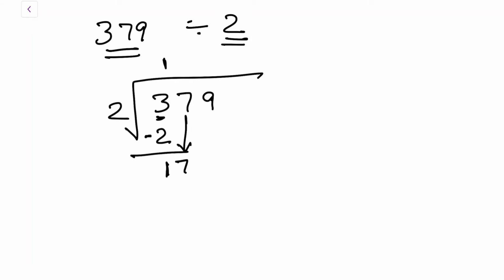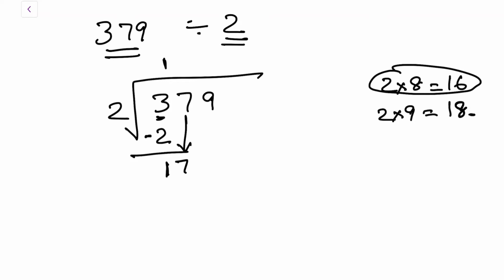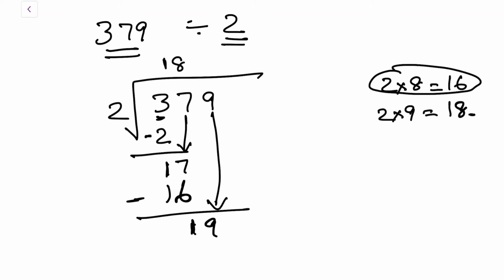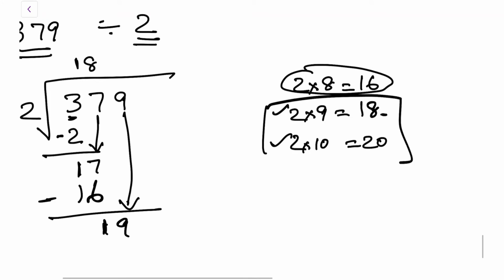Bring your 7 down. 17. 2 into 8 is 16. Alright. What about 2 into 9? Is 18. 18 is more than 17. So we don't take that. So we take 2 into 8 is 16. Again 17 minus 16 is 1 and bring your 9 down. Again 2 into 9 is 18 and 2 into 10 is 20. Alright. So as you can see 19 is in between these two.